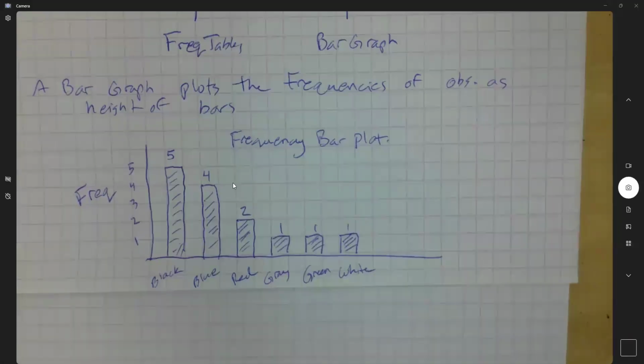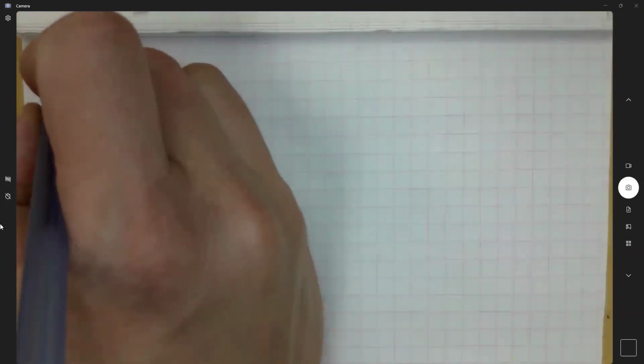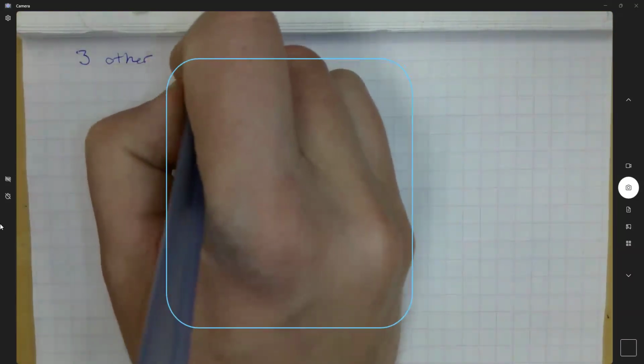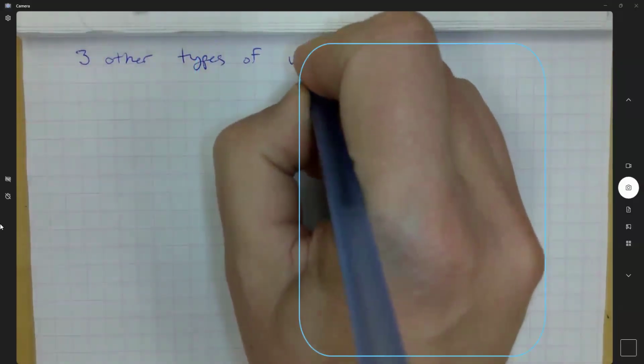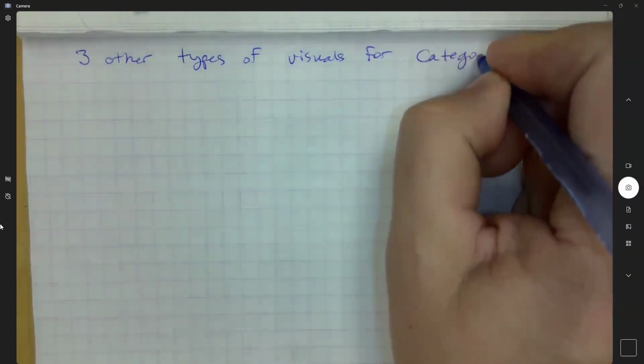There are some other visuals for categorical data. The big one is the pie chart or the ring plot. I'm not going to go into it here. I don't think it always has a lot of value other than it can look a little less boring than a frequency bar plot. But let's just mention them real quickly. Three other types of visuals for categorical data.